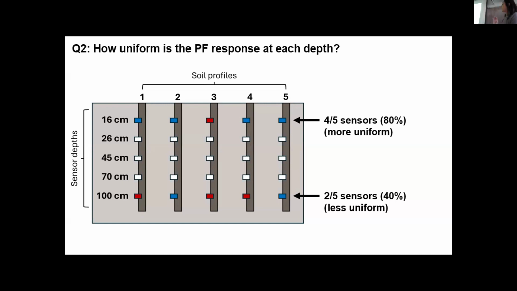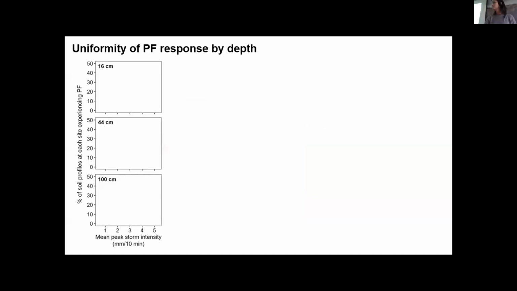So with this kind of question, we might take a given depth, like 16 centimeters, and when a rain event comes in, we'll calculate what proportion of the sensors responded with preferential flow. So a value like 80% is a more uniform response, whereas deeper in the soil profile, you might expect a less uniform response and fewer sensors responding with preferential flow. So this is that uniformity idea that we're thinking about. Sorry that these are kind of small.